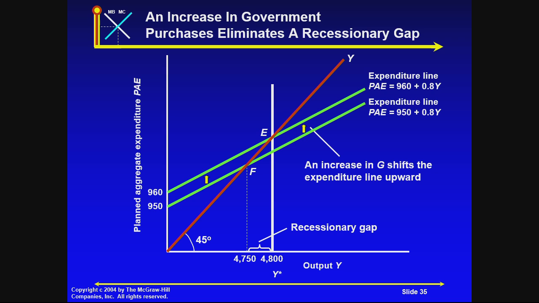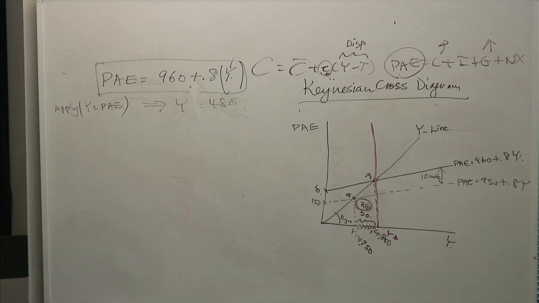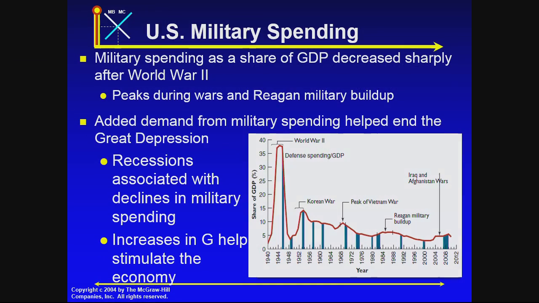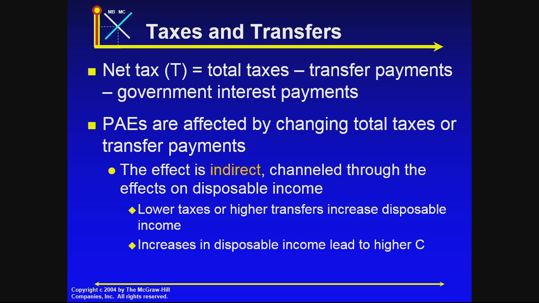So let's look at the tax effect, which is indirect. And this is quite important also. Okay, I'm gonna skip this because you can read this on your own when you get to the technical part there. The net tax, or your T, is total tax minus transfer payment minus government interest payment. PAE, or your balloon day of the economy, is affected by changing total tax or transfer payment. And the effects, as we have said so many times now, are indirect, through disposable income, through that term there, C bar plus little c times (Y minus T), which I'll give you an example.